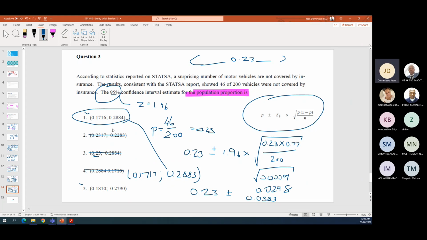When we go into hypothesis testing, that is where it becomes tricky and we need to identify one or two-tail. But that's for next week.